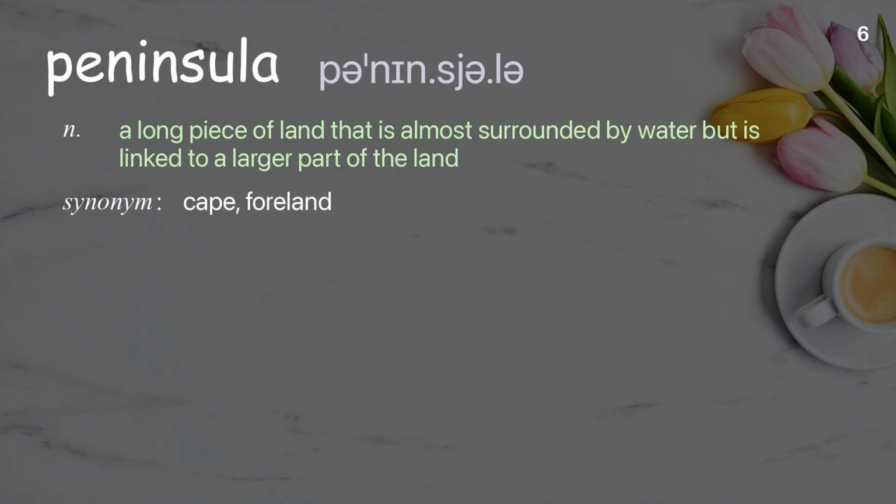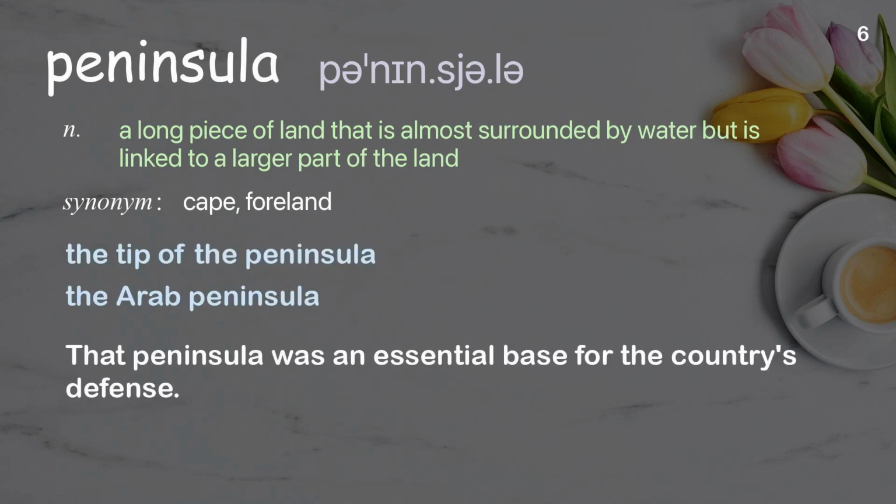Peninsula. A long piece of land that is almost surrounded by water but is linked to a larger part of the land. Examples: The tip of the peninsula. The Arab Peninsula. That peninsula was an essential base for the country's defense.